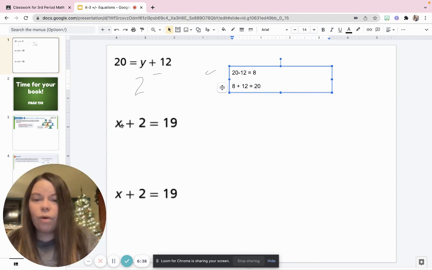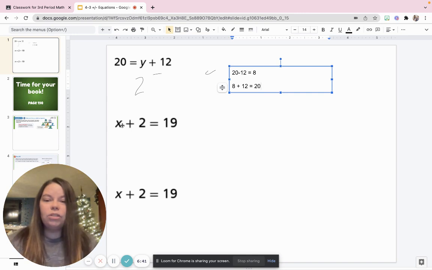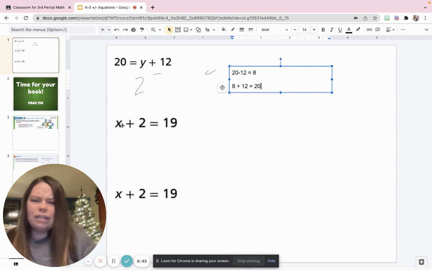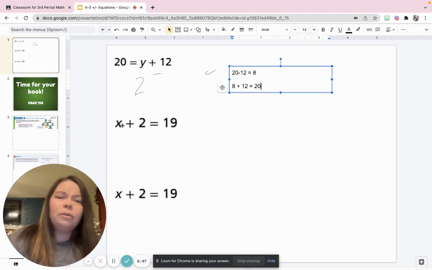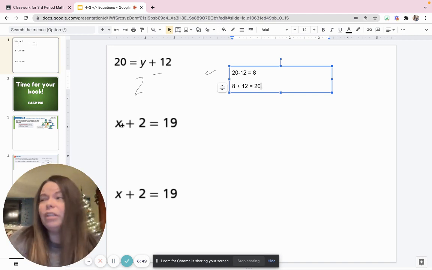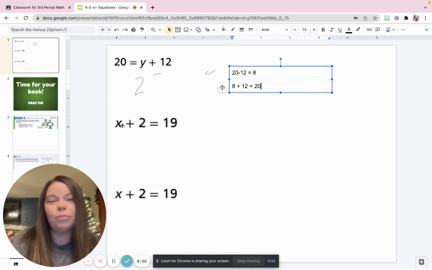So let's look at one more. This one's x plus 2 equals 19. I didn't realize I did. Oh, that's why. See? Been dealing with kids all day. COVID times. I did the exact same problem twice. Sorry, I failed you. I'm so sorry.